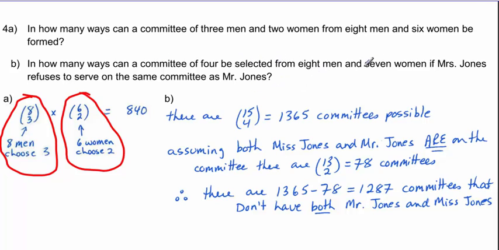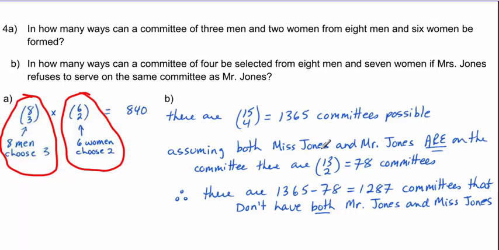Okay, so here's one where we start to get some specifics. In this case, Mrs. Jones and Mr. Jones are apparently not happy. They don't want to be together, or maybe they're the president and vice president, and we can't have both of them on the committee, something along those lines. So in total, if there are 15 people and no restrictions at all, there would be 1,365 committees. Just look at the 15 people, randomly choose 4. That's your number of possibilities.